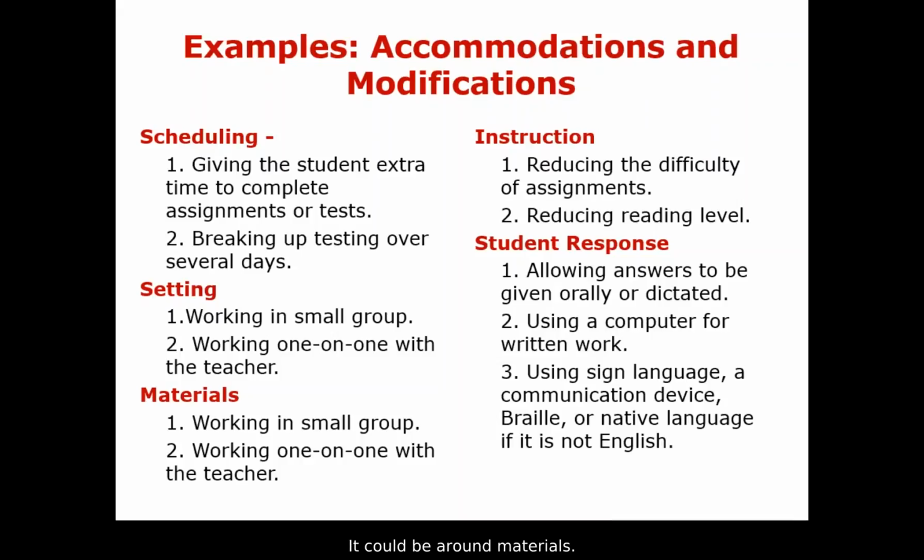It could be around materials, and it says working one-on-one with a teacher, but it also could be modified materials. The materials might look a little bit different. It could be around instruction, and it could be about reducing reading level, and there's lots of information about what that looks like. You could read about Abraham Lincoln, but instead of reading it at the 7th grade level, you're reading it at the 3rd grade level. There's lots of technology out there that does that.